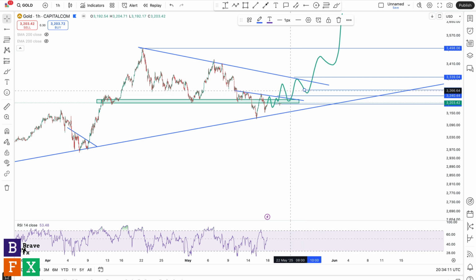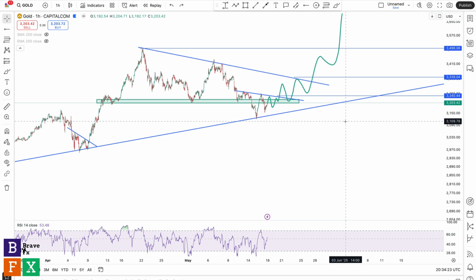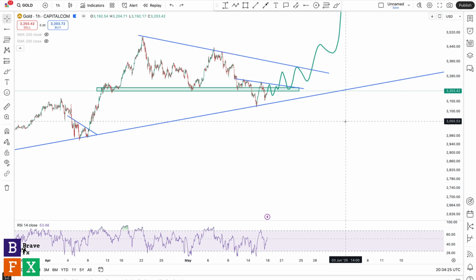So I'm going to use the power of the profit I've made from this first entry to stack up my entries as we go higher. Take profit target is going to be obviously around these price levels while I trade the rest of my positions as we go higher. So that's my bullish case scenario for gold.